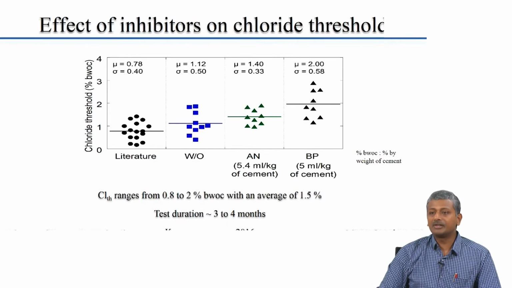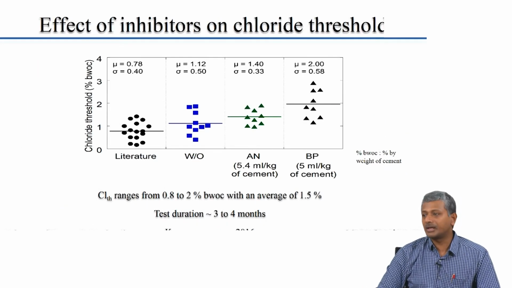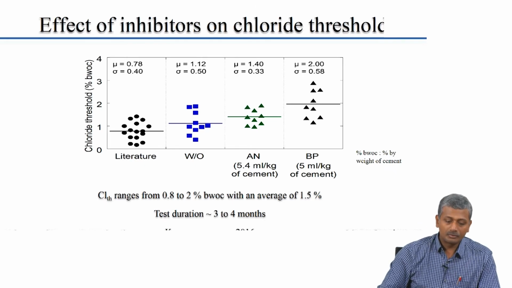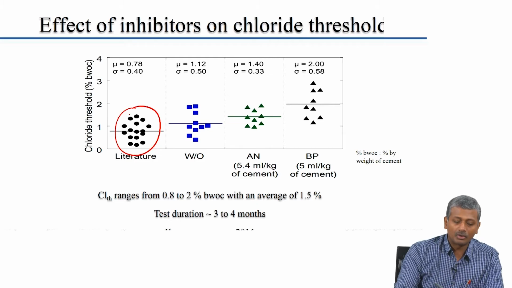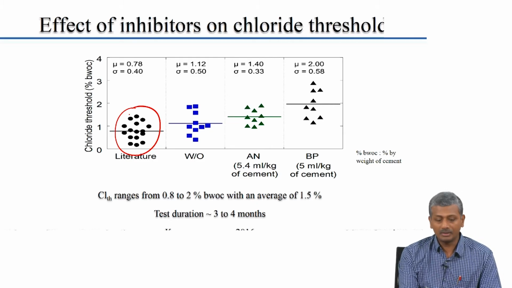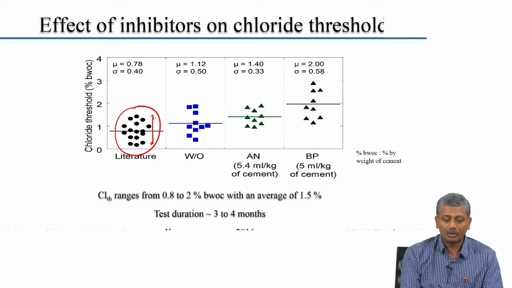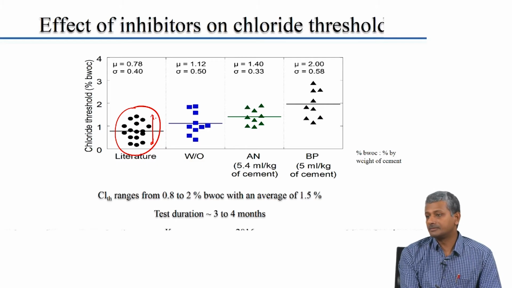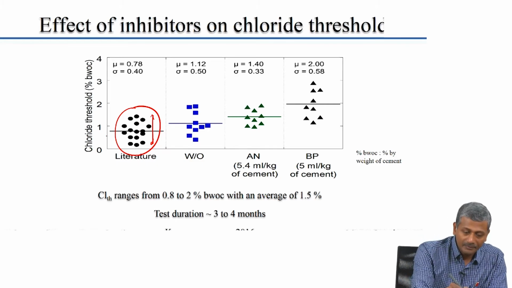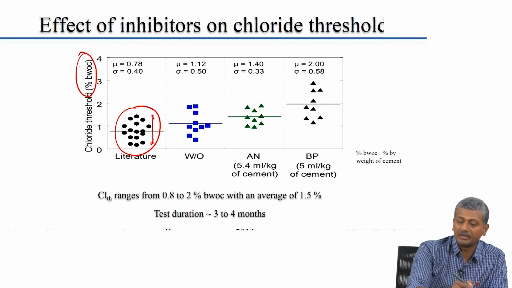Now, interestingly, when you use inhibitors, corrosion inhibitors, you can again lead to a change in the critical chloride threshold of the concrete. So, the data from literature for concrete without corrosion inhibitor seems to indicate that the chloride threshold is varying significantly. Look at the extent of variation, all the way from 0.2 to about 1.5. Okay. But generally this is percentage by weight of cement. Okay.